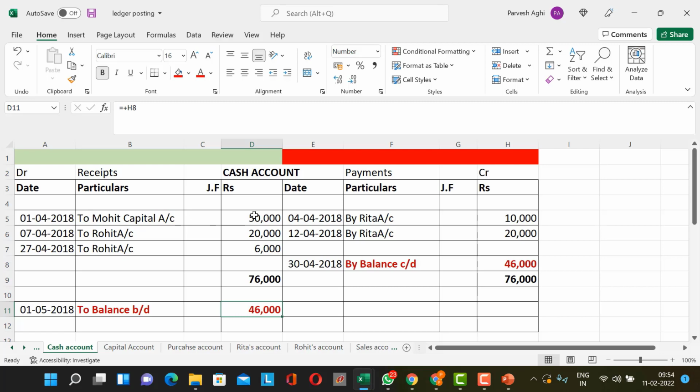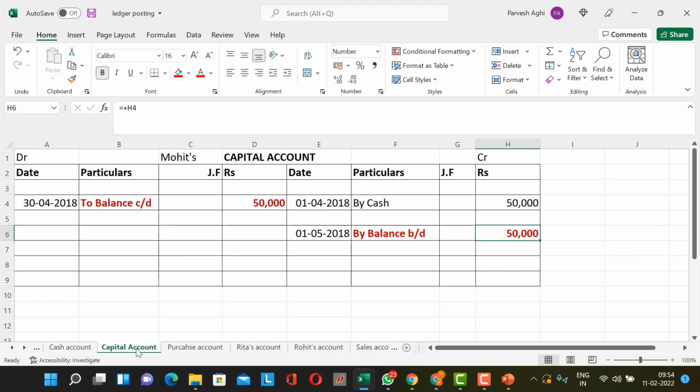Up to this now? Okay. Now coming to the capital account. Capital account is basically the capital account of the owner. Now owner is like a creditor to the company. Because as per the dual entity concept, Mohit is a separate entity from the business. So Mohit has given money to the company. So when he gave the money on 1st of April, when the business started, he gets 50,000.